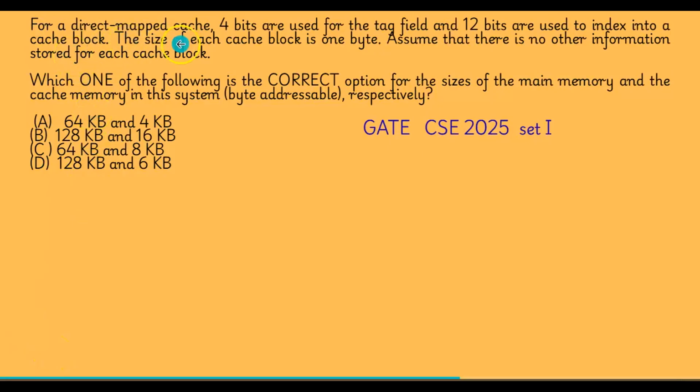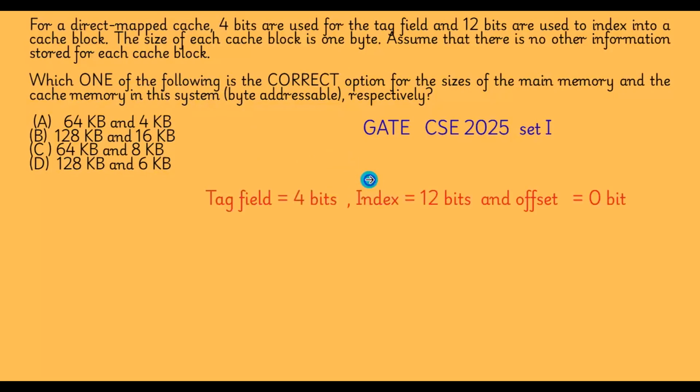For a direct mapped cache, 4 bits are used for the tag field, 12 bits are used for index into a cache block, and size of the cache block is 1 byte. That means each block contains only 1 byte. Assume that there is no other information stored for each cache block. Which one of the following is the correct option for the sizes of main memory and the cache memory in this system? So now the address lengths are given and we have to find the size of the main memory and cache memory.